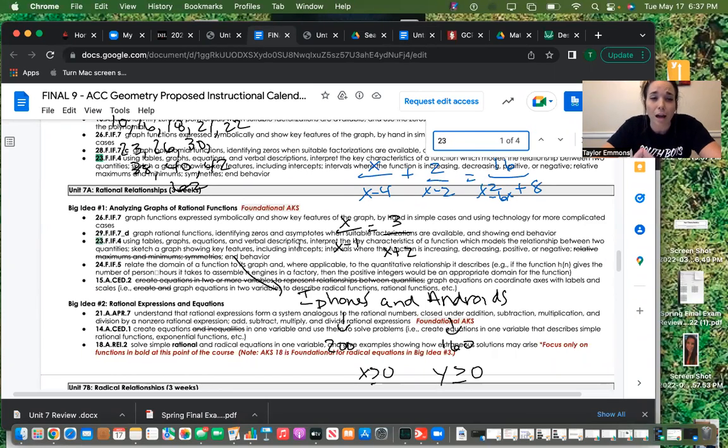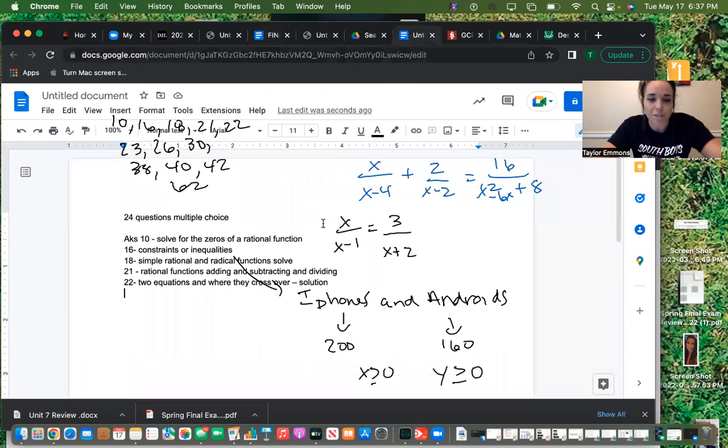This is where I think you might struggle. 23. Okay, 23 is going to be key features. And this could be key features of any type of function that we've talked about so far. So this would be something like domain, range, end behavior, increasing, decreasing intervals, anything like that. Normally that's going to be some type of function, and then they'll just say, hey, what's the domain?